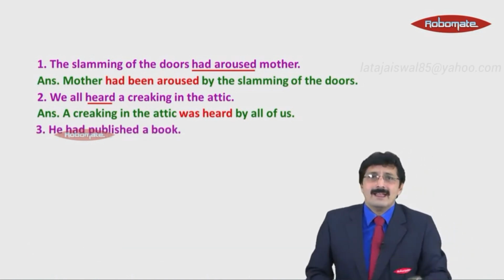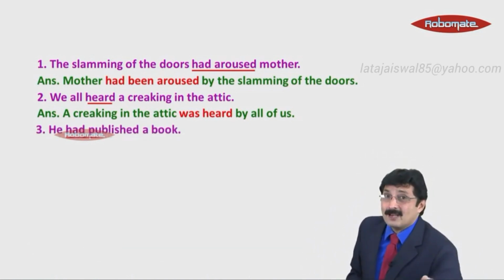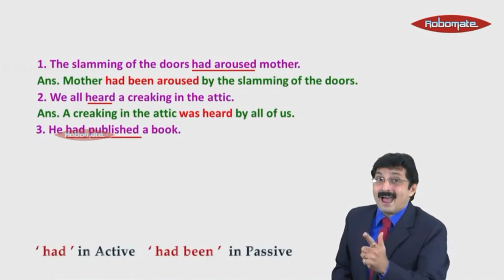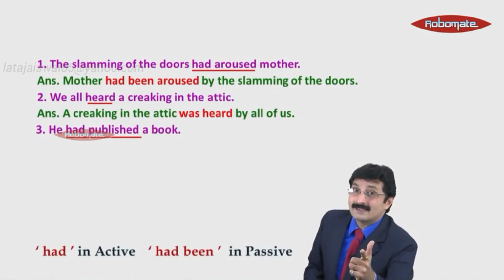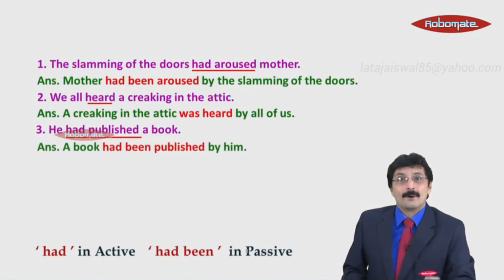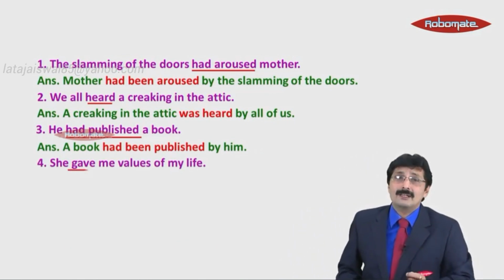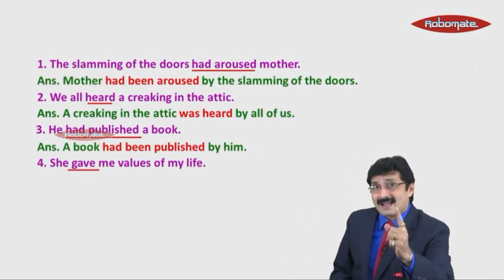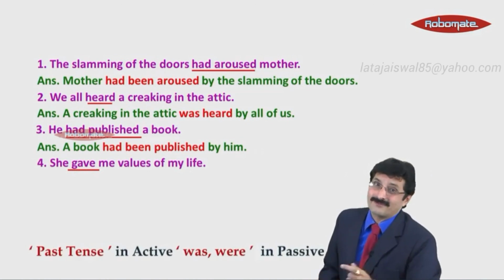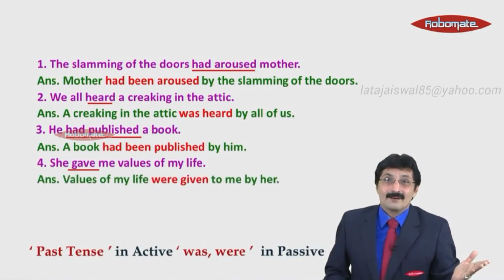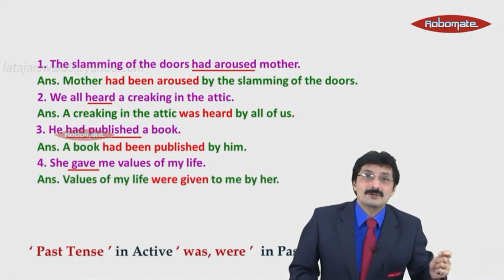The next one, he had published. Again we have the had in active, had been in passive. Here we are. A book had been published. The next one, she gave me values. Gave, past tense in active, was, were in passive. There we are. Values of my life were given to me by her.